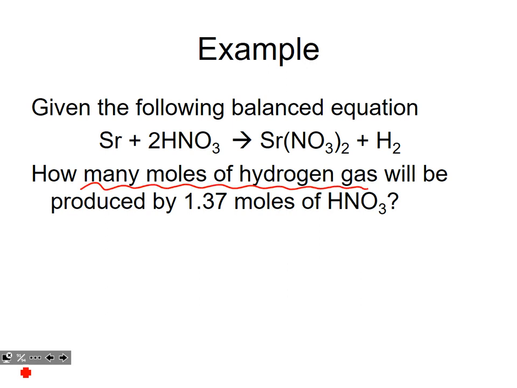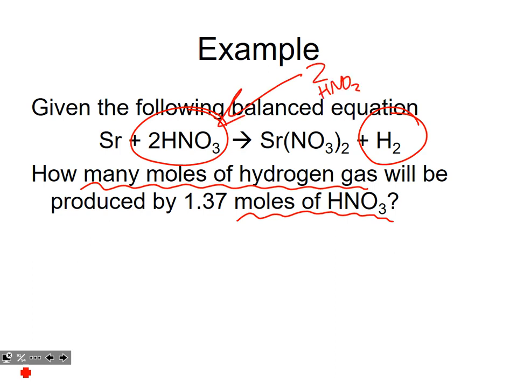So where's hydrogen gas? Oh, hydrogen gas is right here in the chemical reaction. It will be produced by 1.37 moles of HNO3. So where's HNO3? HNO3 is right there. Okay, so that's the ratio that we're looking for. The 2 HNO3 to 1 H2. 2 moles of HNO3 to 1 mole of H2.